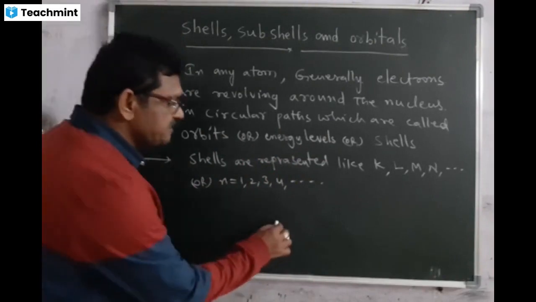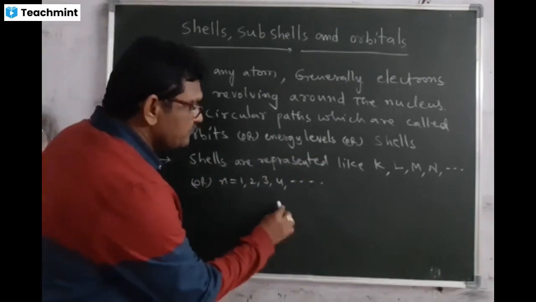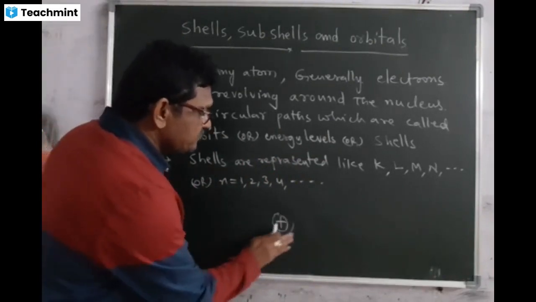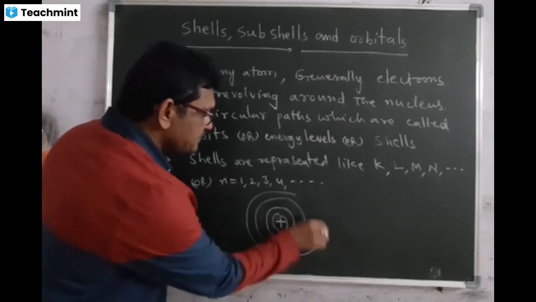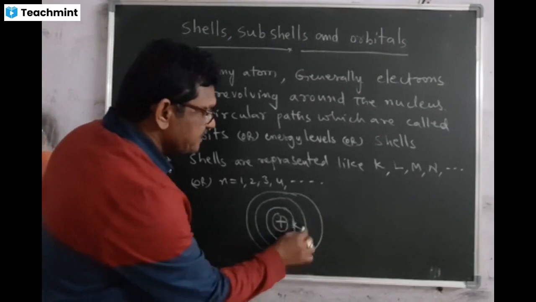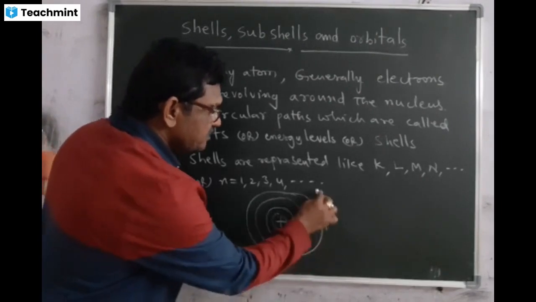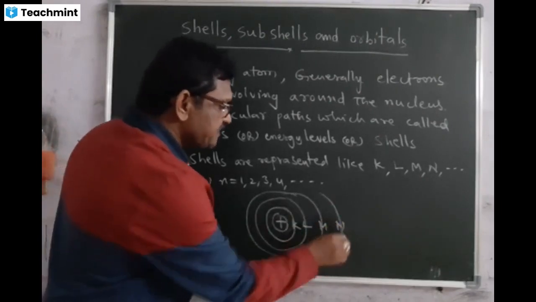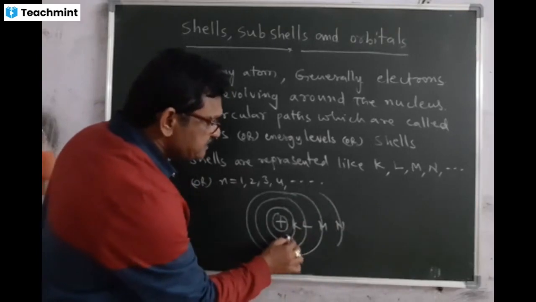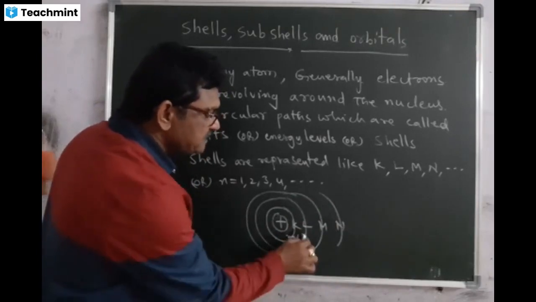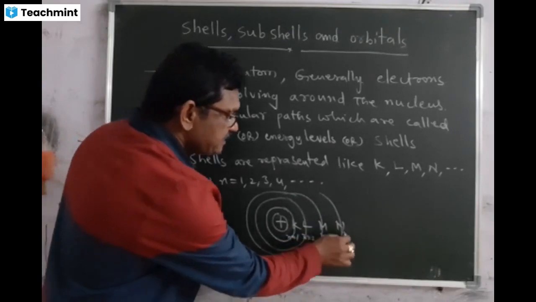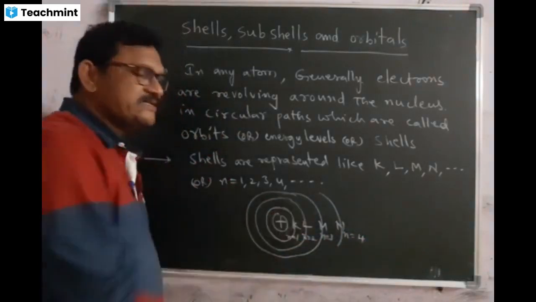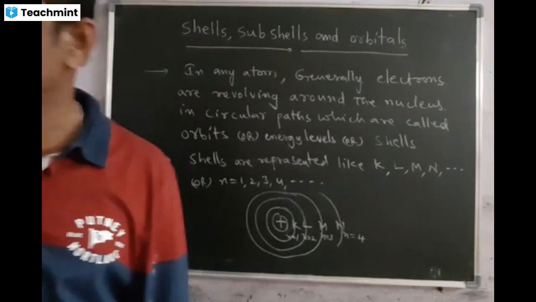So for example, this is the nucleus, this is the first cell, second cell, third cell. These cells are called K, L, M. If another cell is present, that is N. So K is nothing but the first orbit, the first cell, n is equal to 1. Here n is equal to 2. Here n is equal to 3. Here n is equal to 4. You write this.